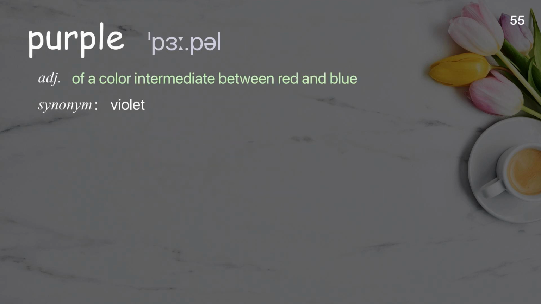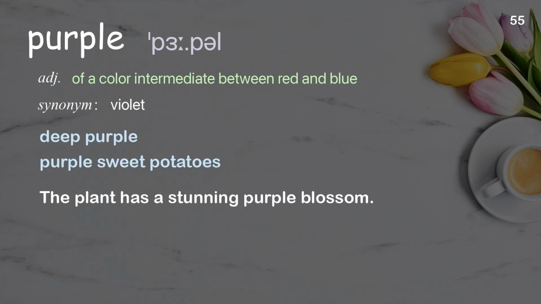Purple. Of a color intermediate between red and blue. Examples: Deep purple. Purple sweet potatoes. The plant has a stunning purple blossom.